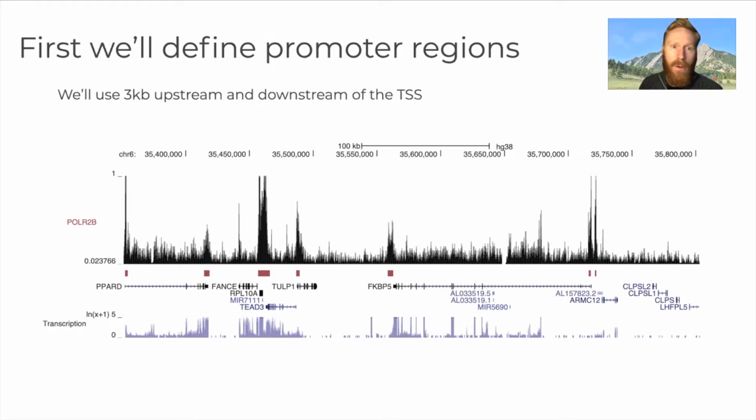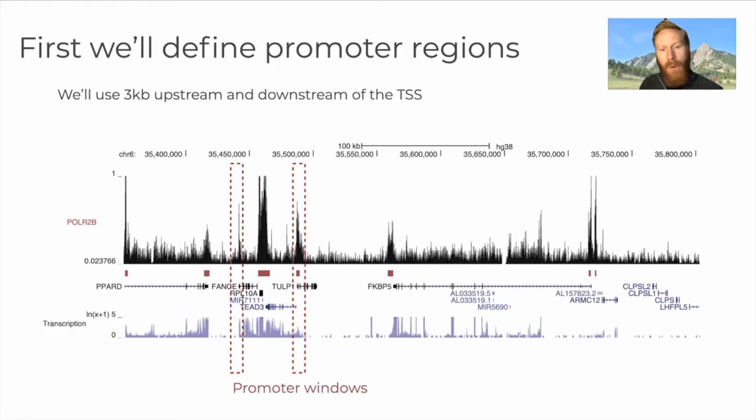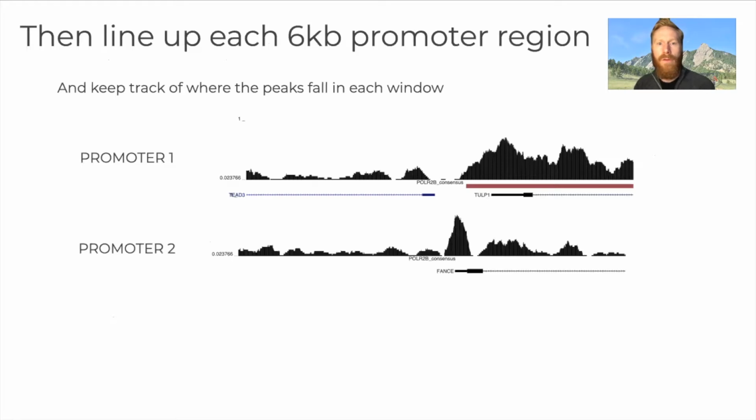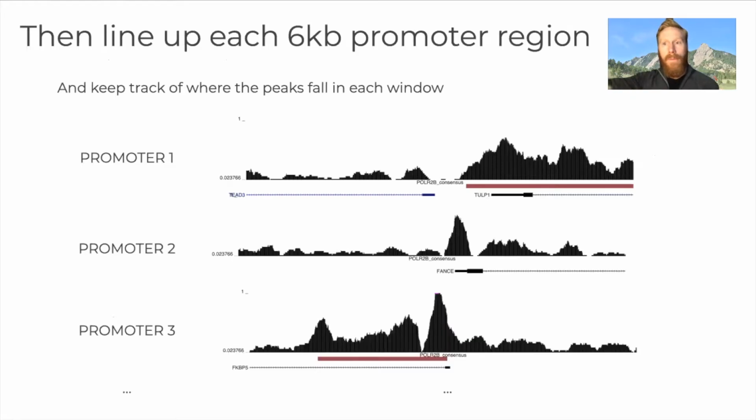So in our case, we use 3 kb upstream and downstream of the transcription start site. So here are some promoter regions here. And then really what we're going to do is just take and line those regions up so that the TSS falls in the same place and make a summary across all of those promoters to make this metaplot.